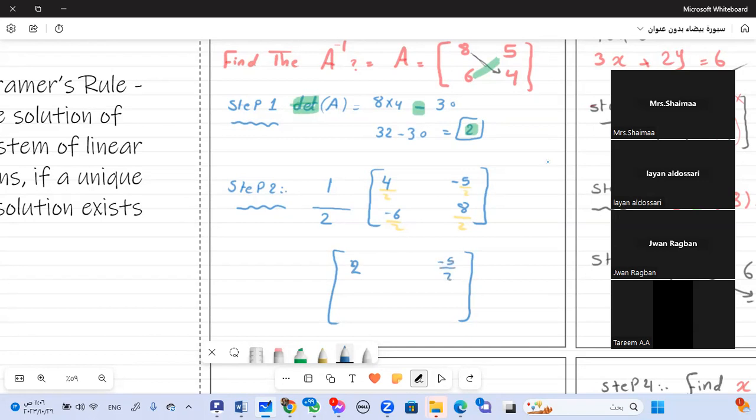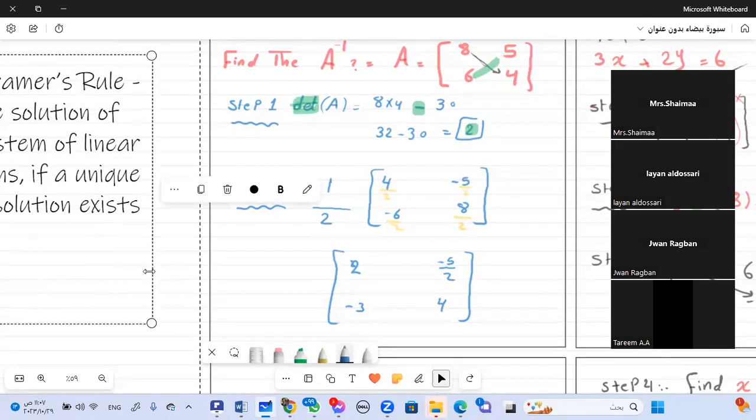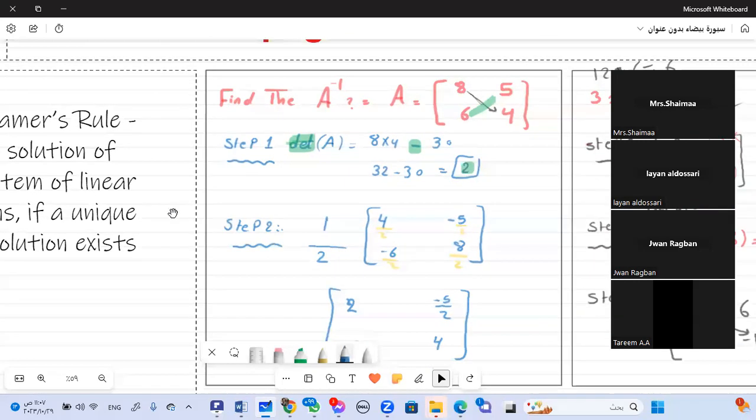-5 over 2. Keep it as it is, do not write it as a decimal number. Okay, keep it as it is. -6 divided by 2 is -3, and then 4 divided by 2 is 4. Any problem about this part, grade 12? No problem? Thank you. Okay, so this is about the inverse.